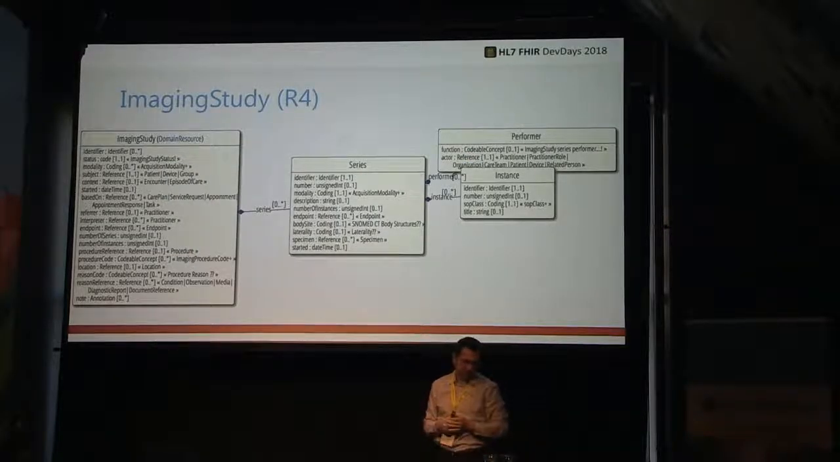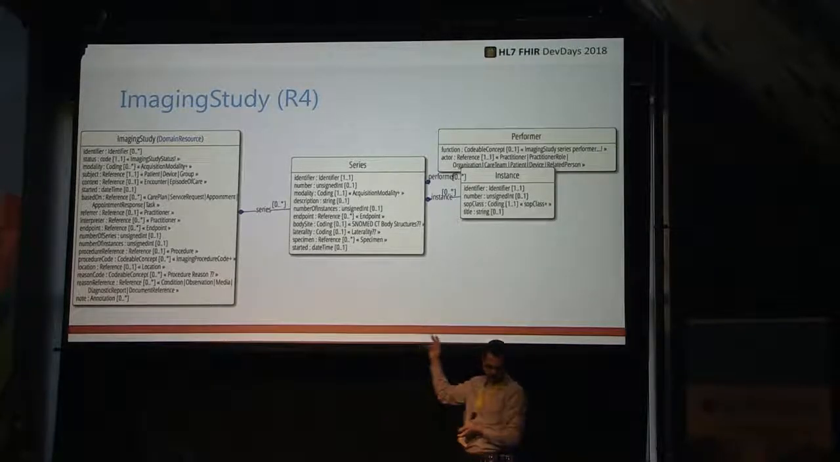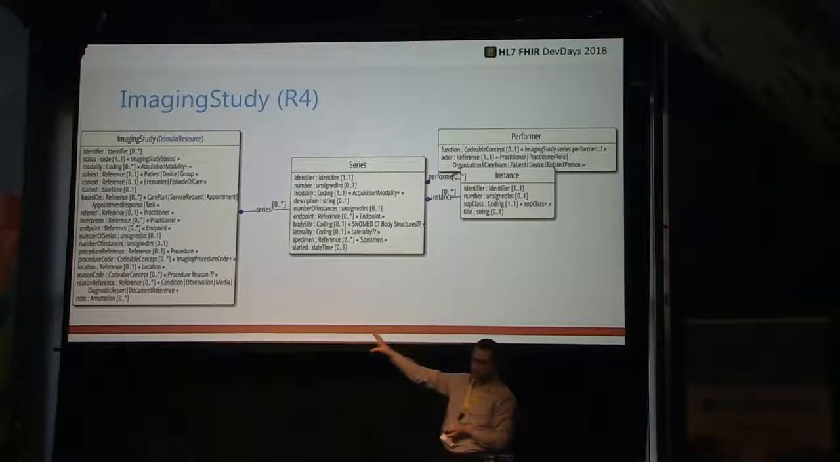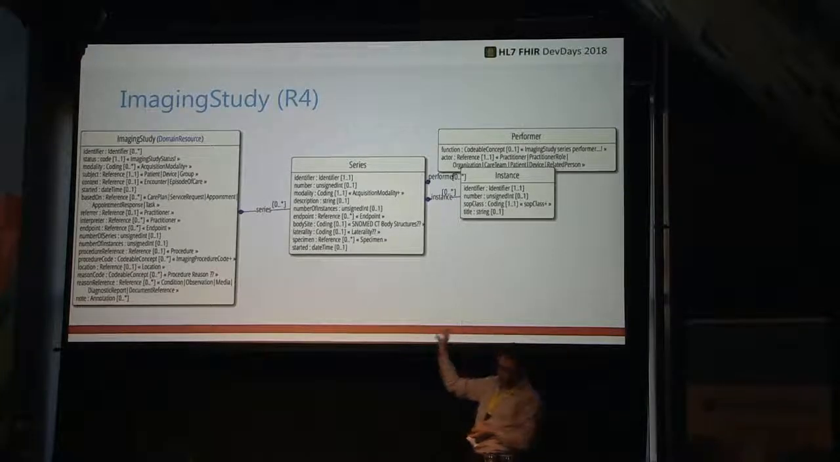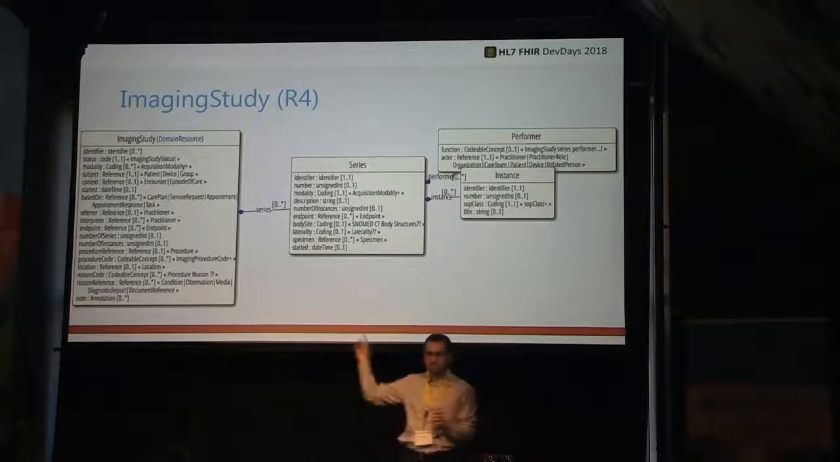Okay, this is what it looks like. So if you remember, again, the hierarchy we talked about, you got a patient, you got study, series, and then images. So this is what it looks like. So there's an imaging study resource. I'm not going to go through the details, but then, of course, it could link to series, which then could link to instances.